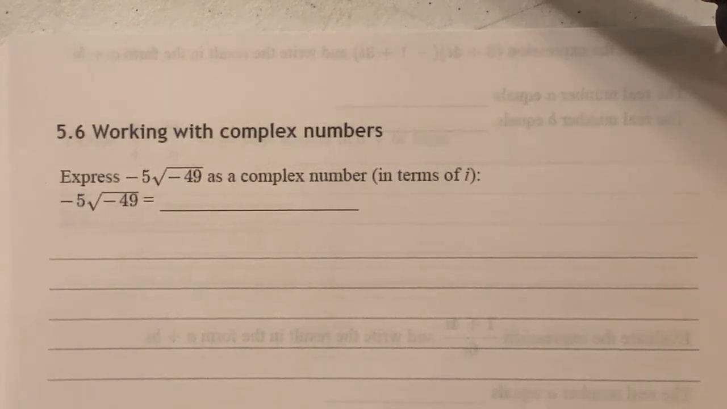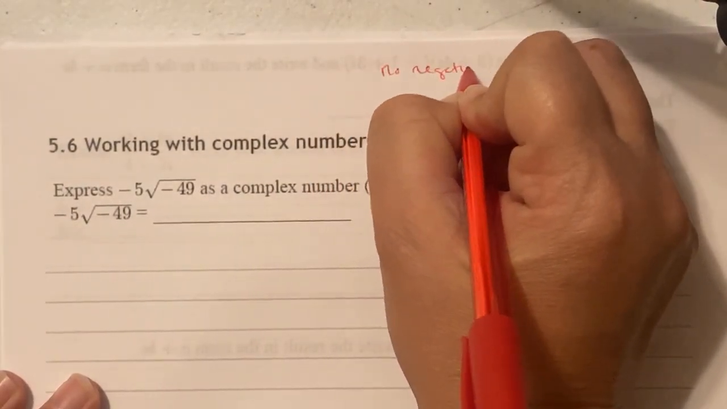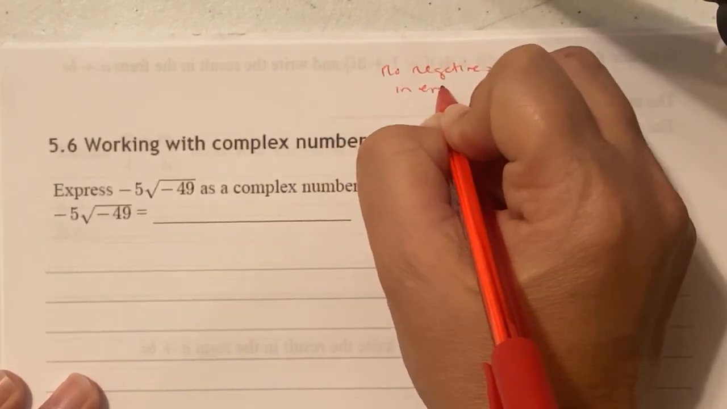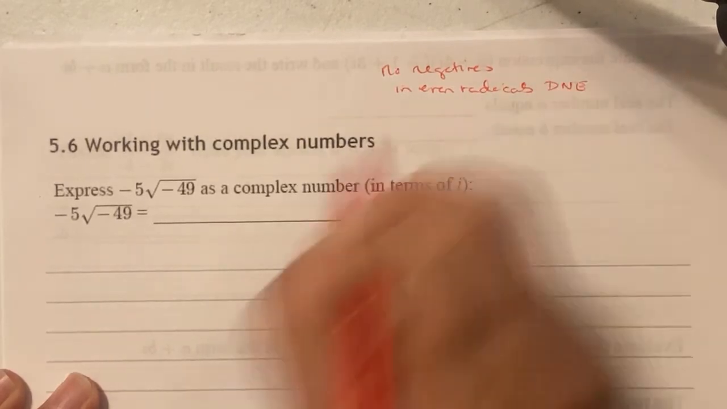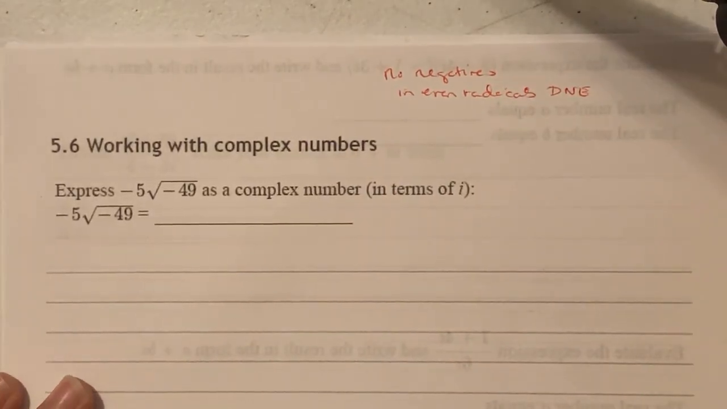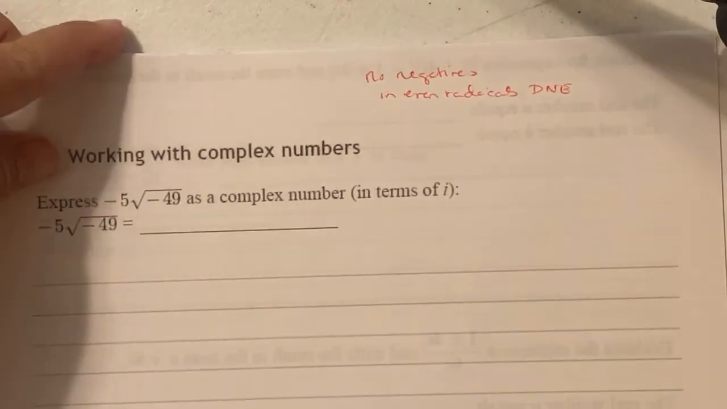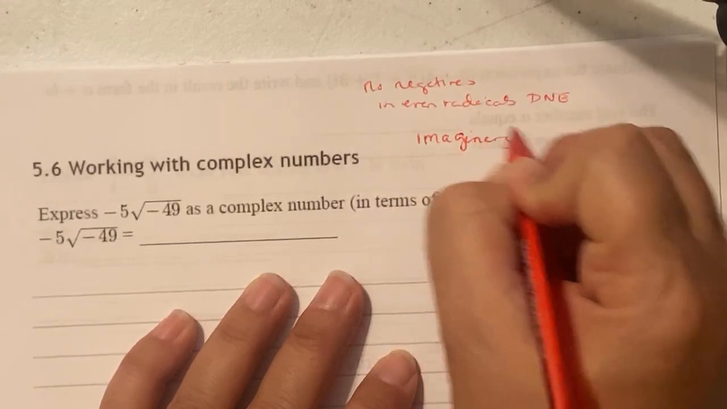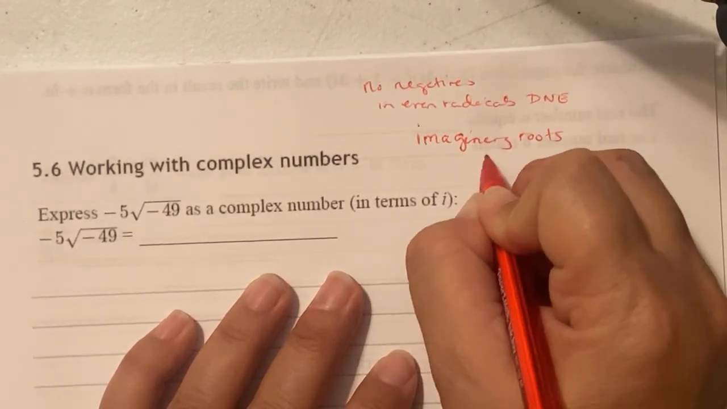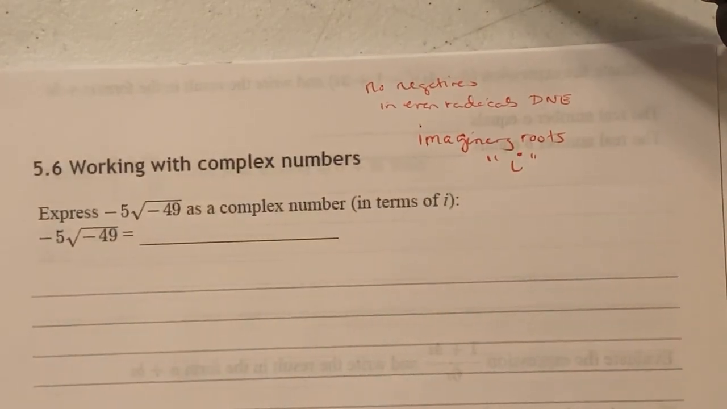5.6, working with complex numbers. Now, remember back that we were told that no negatives in even radicals, that they do not exist. And that's true, they do not exist. But there's a method that we can use called the imaginaries. So imaginary answers, or imaginary roots, they use the letter i to represent that negative value.